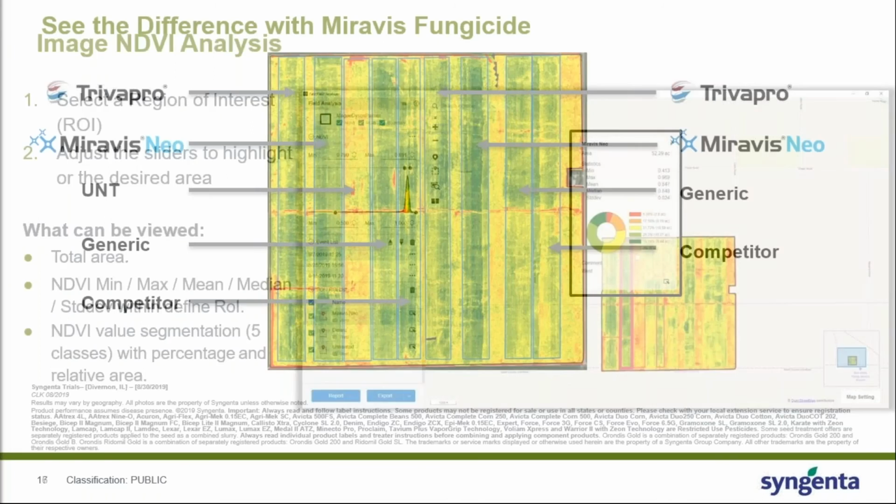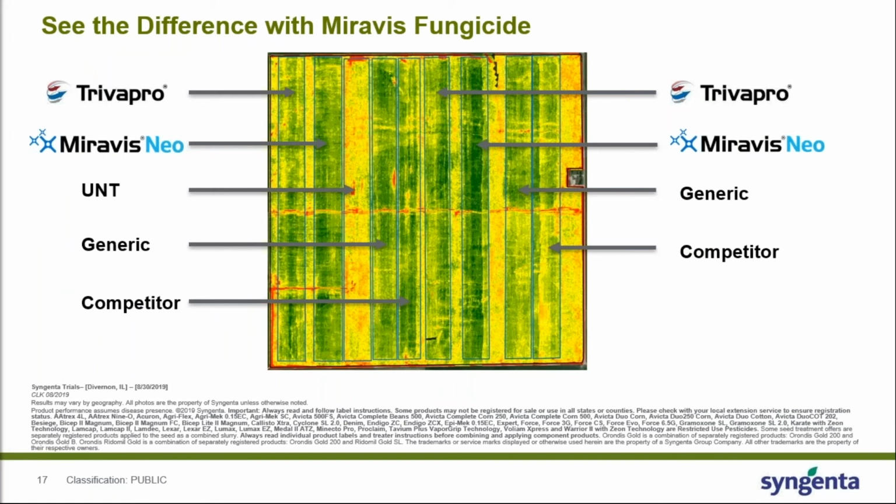This is a use case that we used last year in Illinois on some trials that we did with corn. We put a few of our products in. We have a great corn fungicide that's been on the market for several years called Trivapro. We wanted to put that against one of our newest corn fungicides, Miravis Neo, that we introduced about a year or so ago. We also wanted to try it out against the untreated section, and against Miravis Neo's generic competitor, if you will, a competitive product to Miravis Neo. So lots of different things going on in this field.